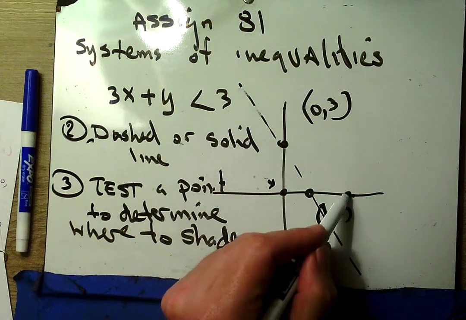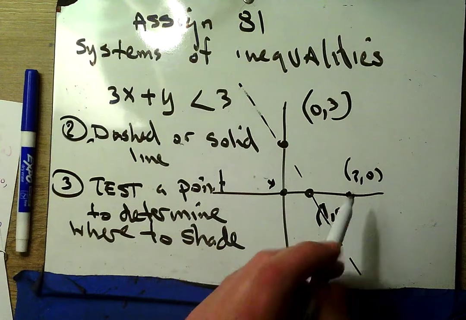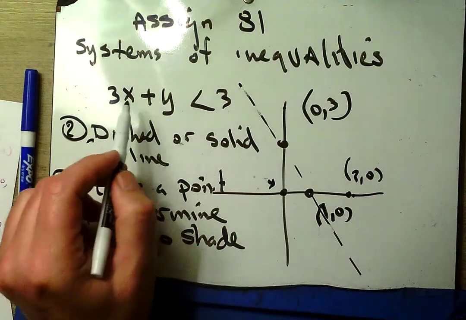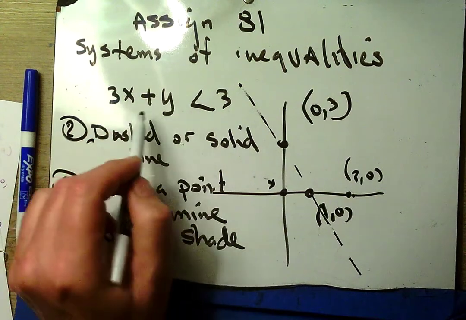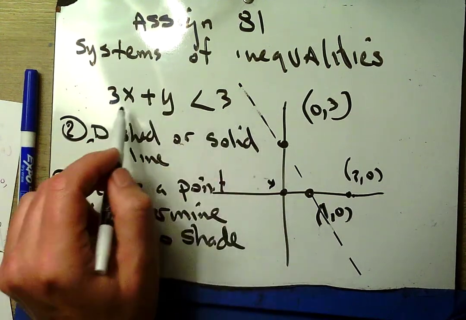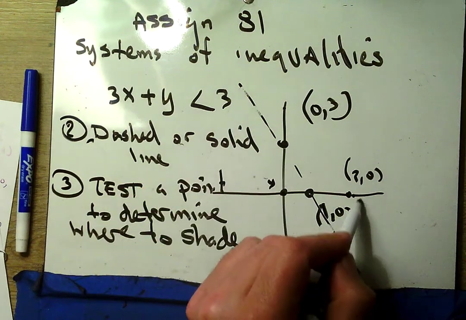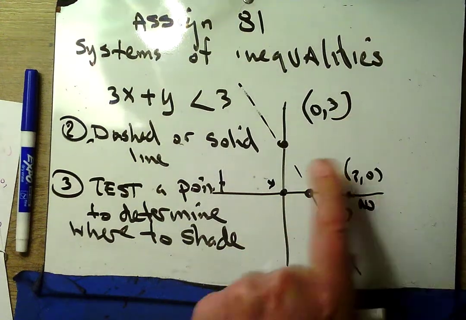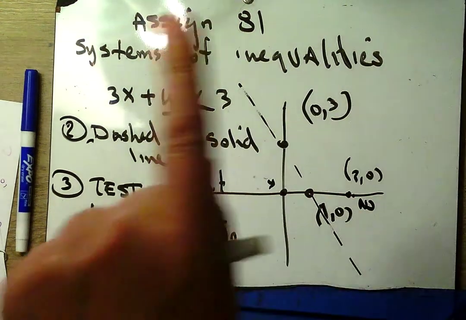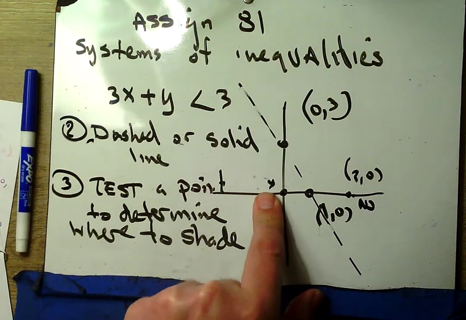If we hop to the other side of the line, and let's say instead of testing (0, 0), we had tested (2, 0). If I plug a 2 and a 0 in, I end up with 6 over here. Is 6 less than 3? No, 6 is not less than 3. This is a no. So when I get a no, I don't shade the side with the no, I shade the other side of the line. And when I get a yes, I shade the same side of the line.